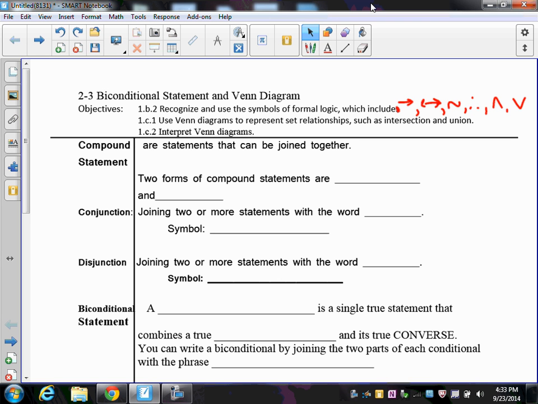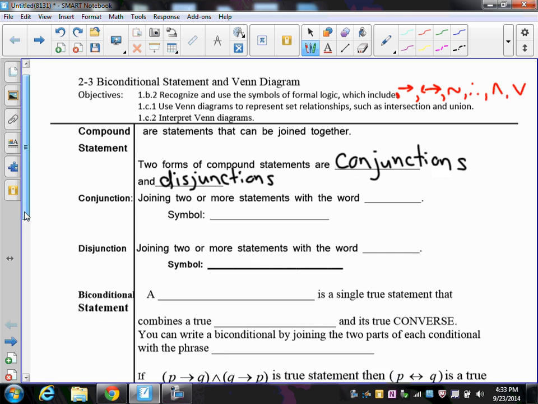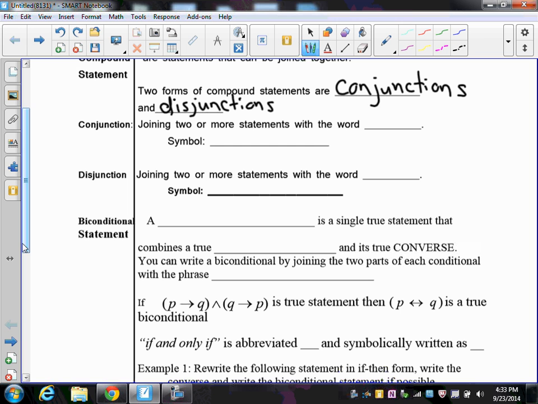The first thing that the notes go over is what a compound statement is. They are statements that can be joined together. Two forms of compound statements are conjunctions and disjunctions. These words are defined right now. A conjunction is joining two or more statements with the word and.